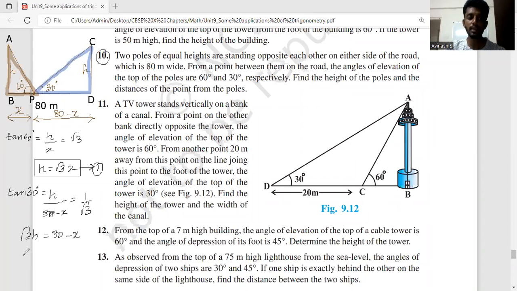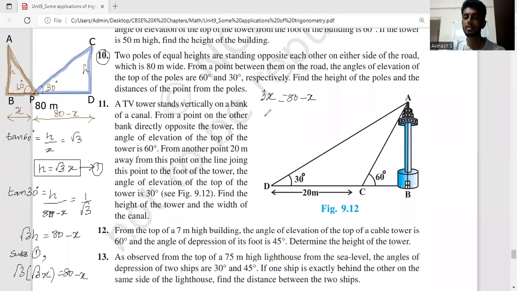Basically here we are going to substitute equation 1. When I substitute equation 1 in this equation, instead of h, I'm going to introduce root 3x. So there is already root 3, and instead of h, I'm going to introduce root 3x equals 80 minus x. I'm repeating, in this step, in the place of h, I'm substituting root 3x from equation 1. Now root 3 into root 3 will become 3, so we get 3x equals 80 minus x.